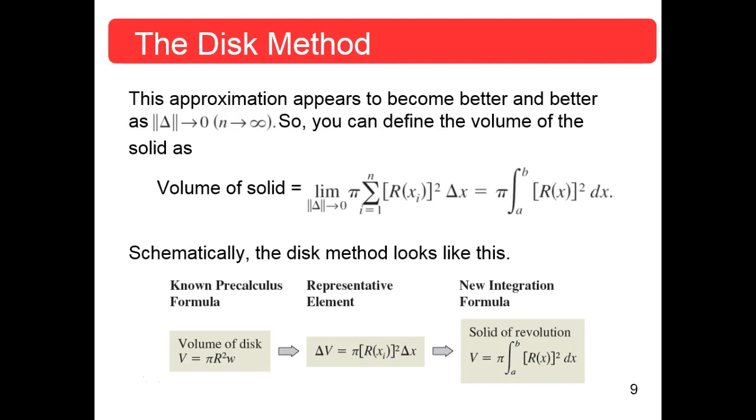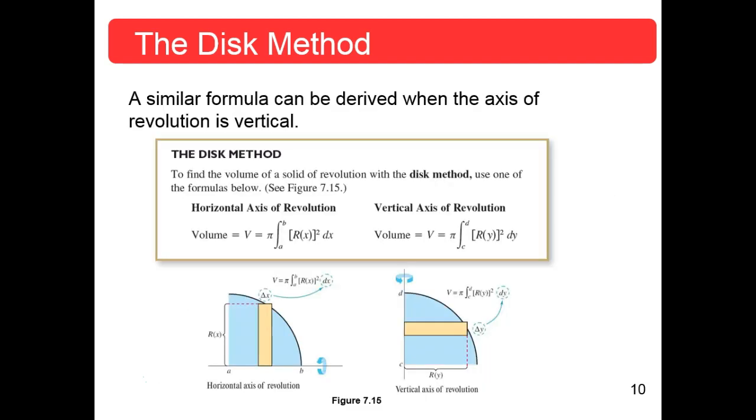What I do is I tend to think of this in terms of this, but not writing all this down. This is the summation, the integral of area times width, the pi being out there. A similar formula can be derived if the axis of rotation, or revolution, is vertical.